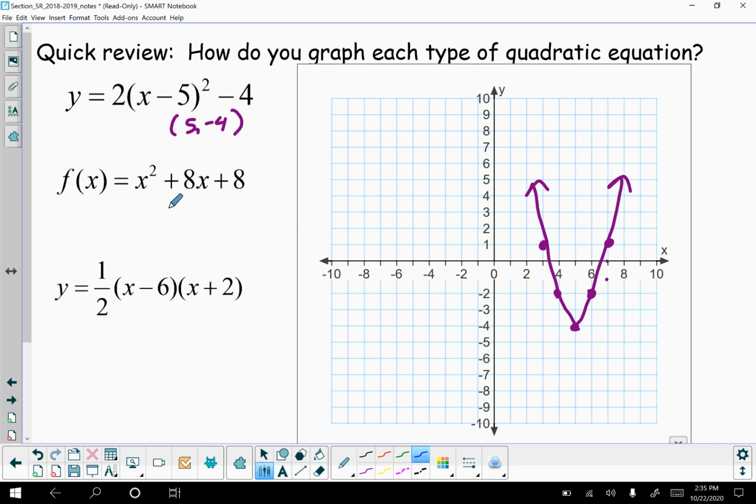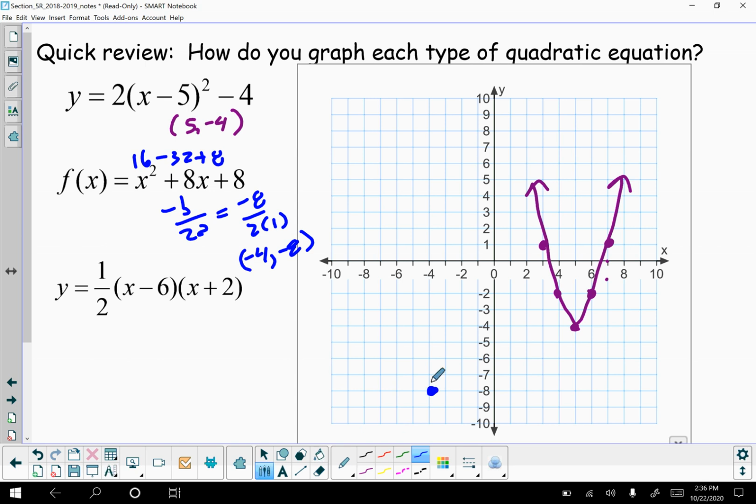The second one we'll do in blue, so I'm going to use the negative b over 2a. So I get negative 8 over 2 times 1. So it's going to give me negative 8 over 2, which is negative 4. I'm going to plug negative 4 back in here, so I'm going to get 16 minus 32 plus 8. So that's going to be 24 minus 32, which is negative 8. So negative 4, negative 8.